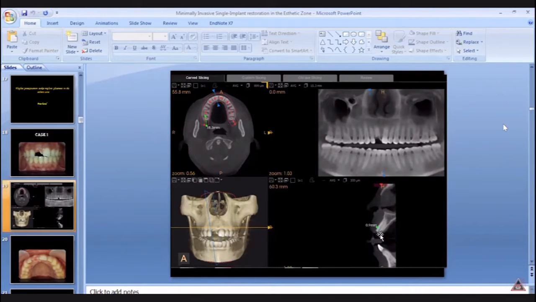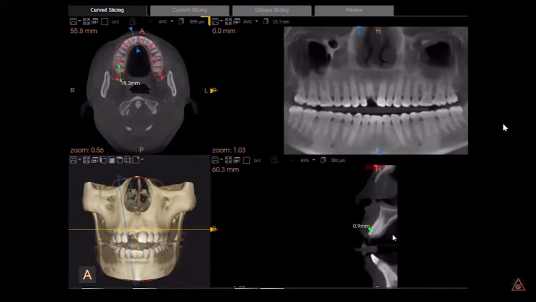You can see the fractured root. So we plan on CBCT with the software. We measure the distance, whether we can go for an immediate implant or not. This is the case of an immediate implant. You can see this is the lateral side of the tooth, so we can go beyond the root apex. We need at least 3 mm length apically for an immediate implant, and we have to place the implant on the palatal side.